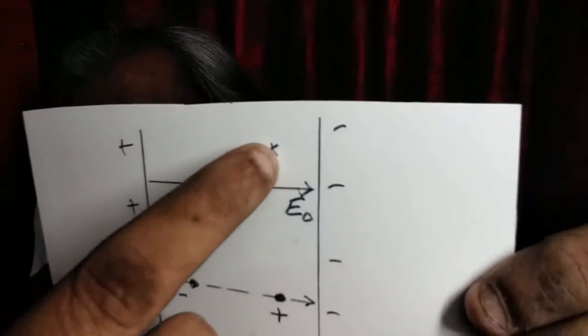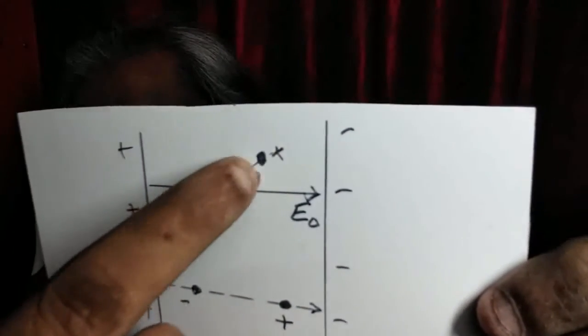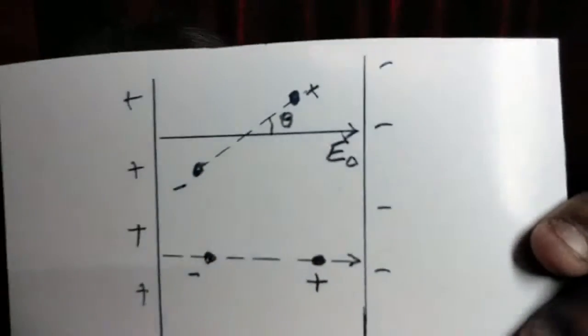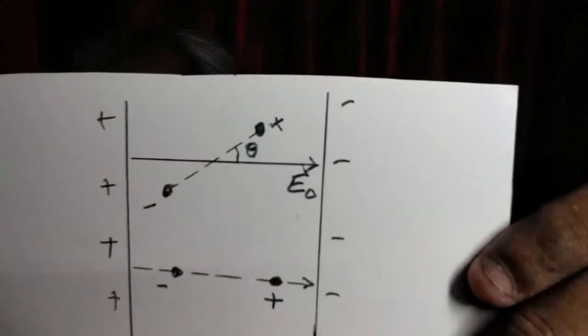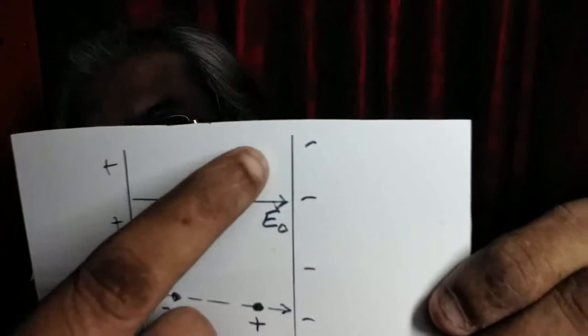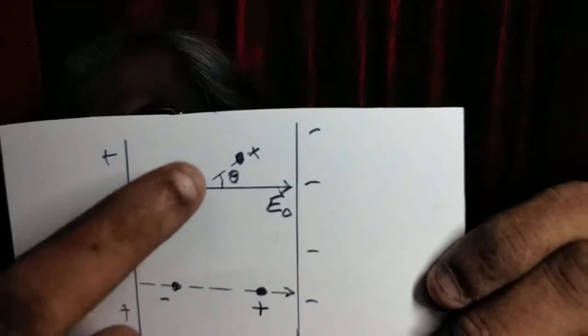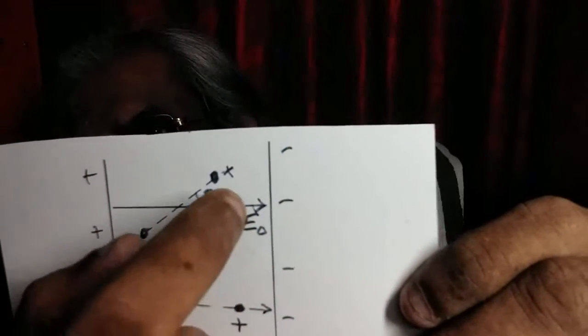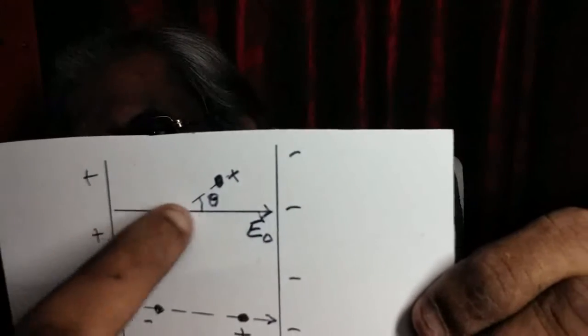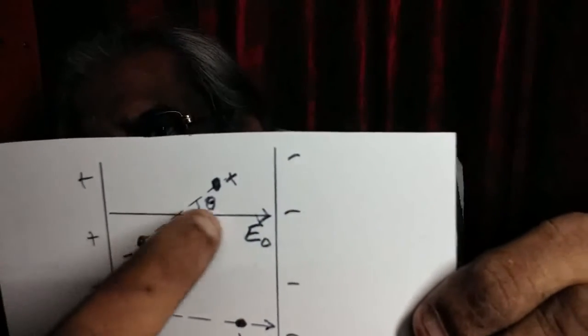Suppose that this molecular dipole is making an angle theta. We have seen that in such case, a couple will appear and it will turn the dipole to bring its axis parallel to the field direction. Now, what does it have in connection with polarization?